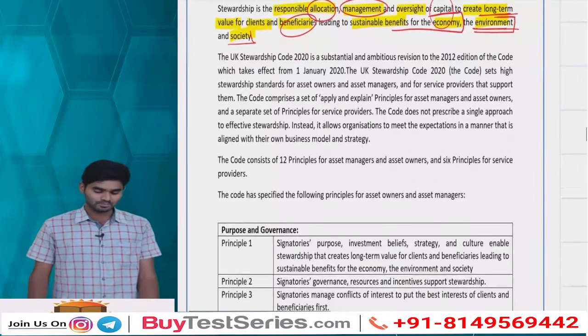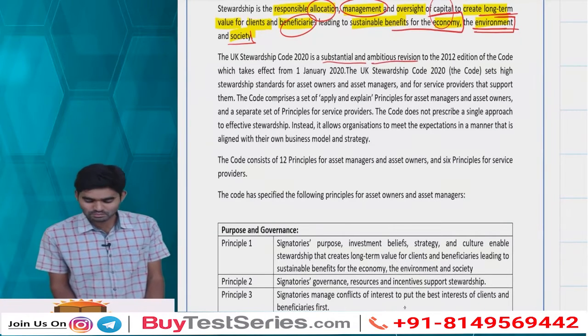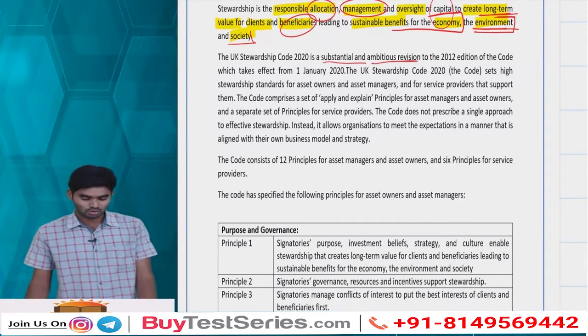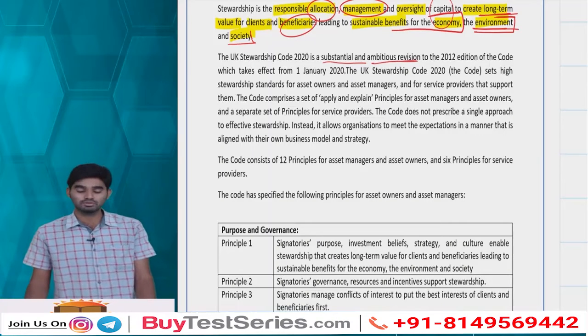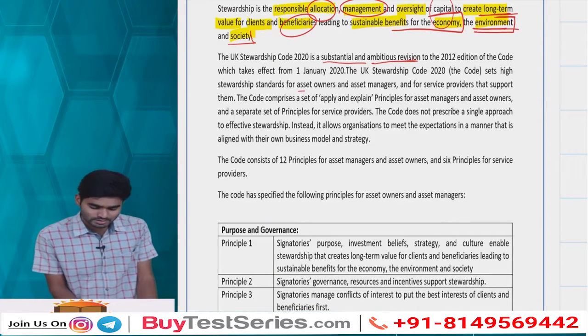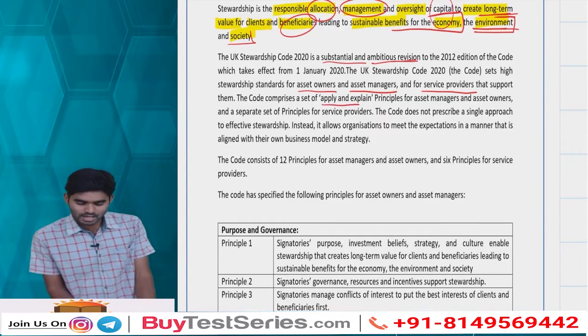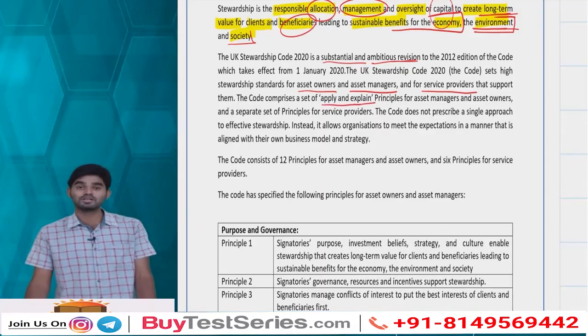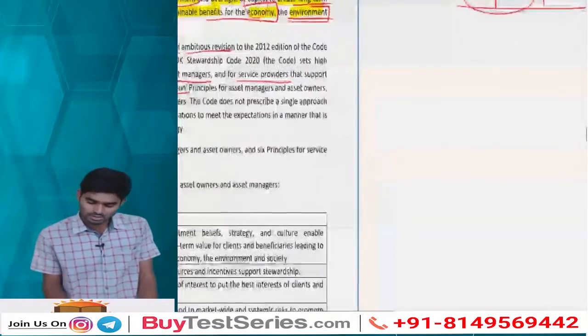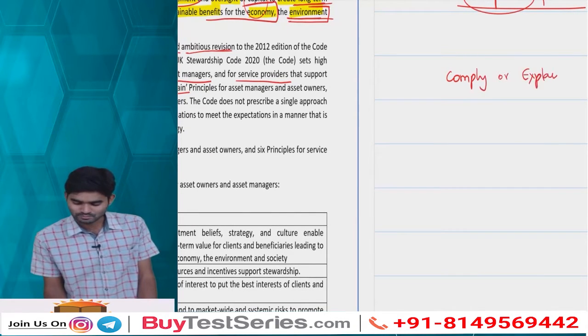Clear, everyone? Then the UK Stewardship Code 2020 is a substantial and ambitious revision to the 2012 edition of the code, which takes effect from 1st January 2020. The code sets high stewardship standards for asset owners, asset managers, and for the service providers that support them. The code comprises a set of apply and explain principles. Very, very important. Sir, we have understood the concept of the comply or explain approach.